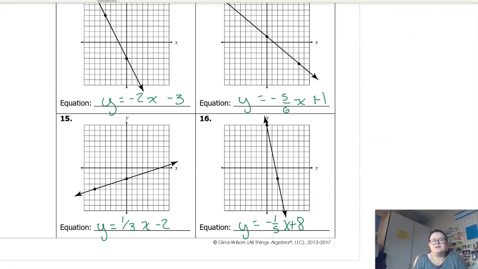All right, so here are the solutions for 13, 14, 15, and 16. For 13, I got y equals negative 2x minus 3. For 14, I got y equals negative 5/6 x plus 1. For 15, I got y equals 1/3 x minus 2. And for 16, I got y equals negative 1/5 x plus 8.